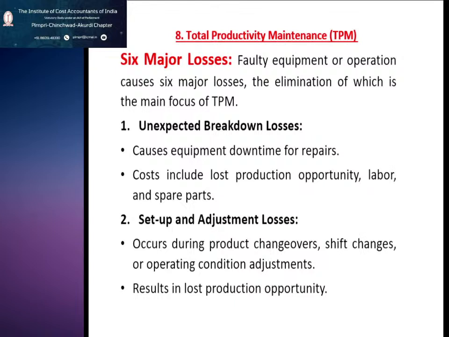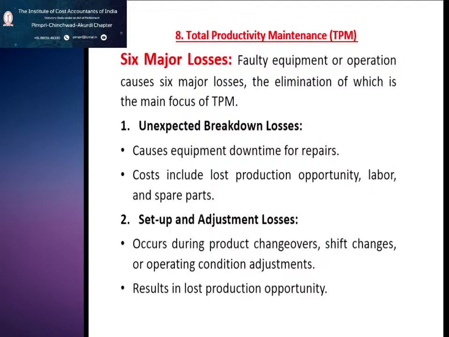So in the whole TPM, 6 major losses are identified, which can be caused because of faulty equipment or operation. The elimination of these is the main focus of TPM. So the whole purpose of TPM is to eliminate these 6 major losses which are likely to happen because of various negligence towards the manufacturing facilities of the organization. So the first and foremost loss is the unexpected breakdown loss, which gets caused because of equipment downtime for repairs, and the cost includes lost production opportunity, labor and spare parts.